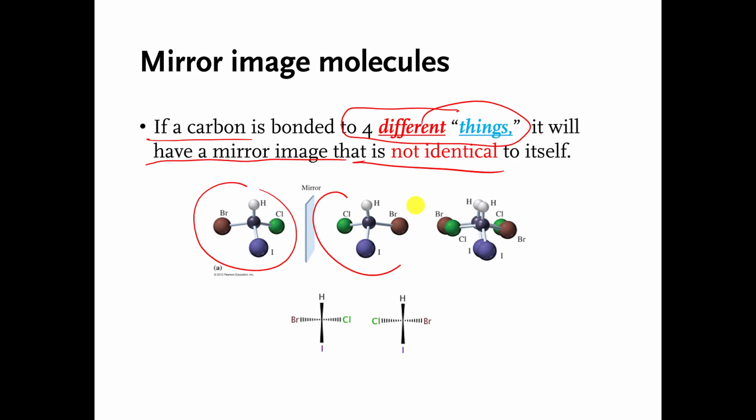And that's shown here. If it doesn't have 4 different things, if it has fewer than 4 different things, it'll have a mirror image, but the mirror images will be identical to each other. Another thing that I want to point out.